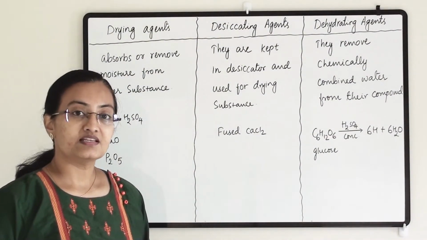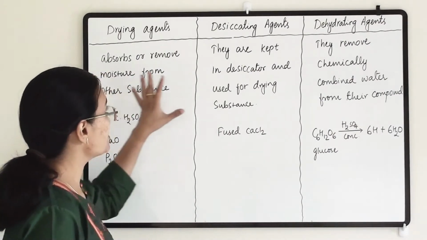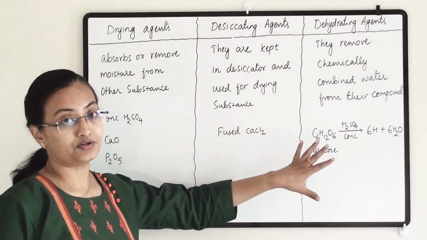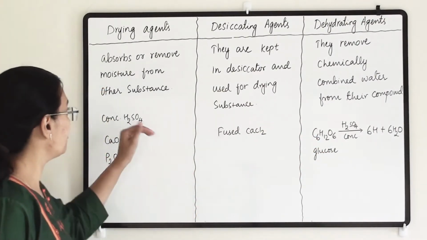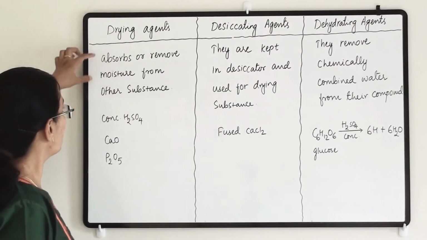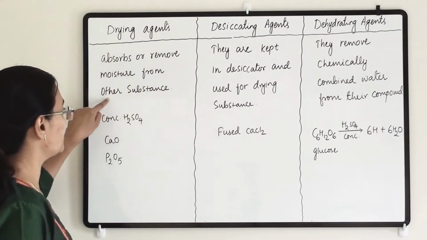Along with the crystalline substances, there are three types of agents. They are termed as drying agents, desiccating agents and dehydrating agents. These agents are easy to remember as their function is based on their name. Drying agents will absorb or remove the moisture from the other substance.